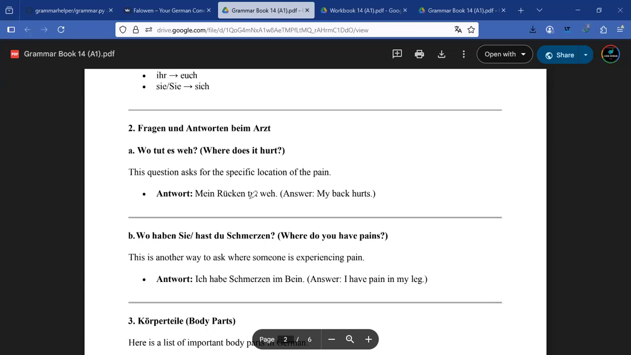So at the exam, if you go and you get a question about health and you want to ask somebody where is paining you, you can use one of these.